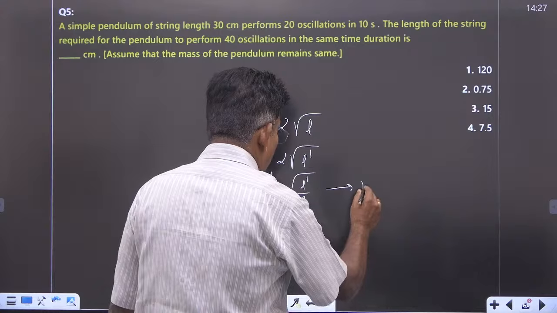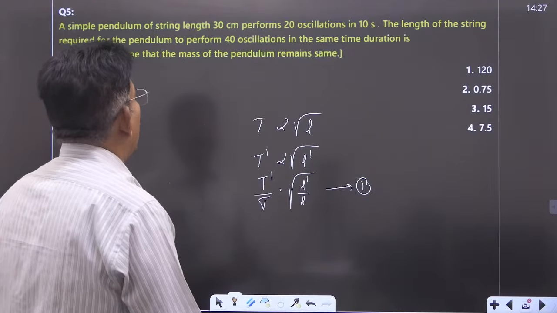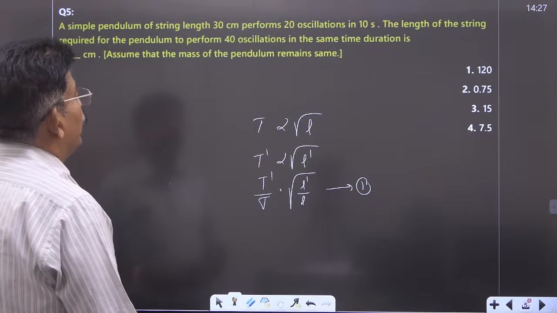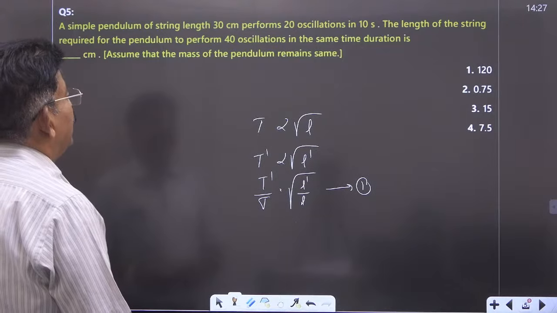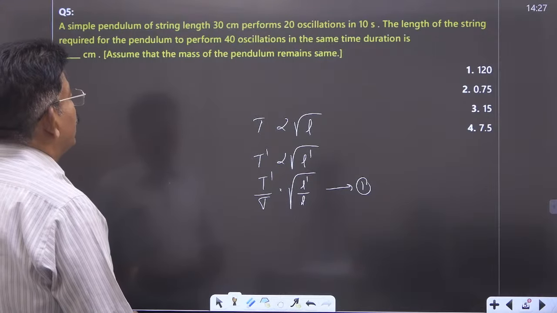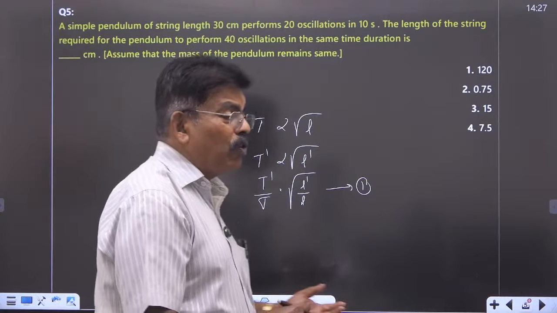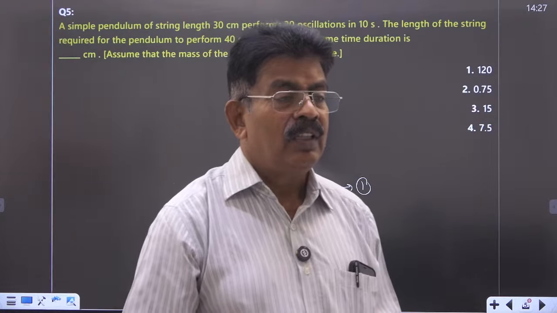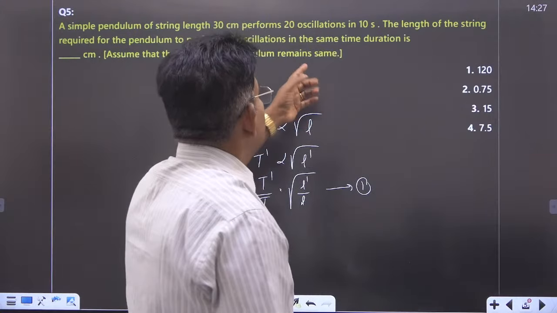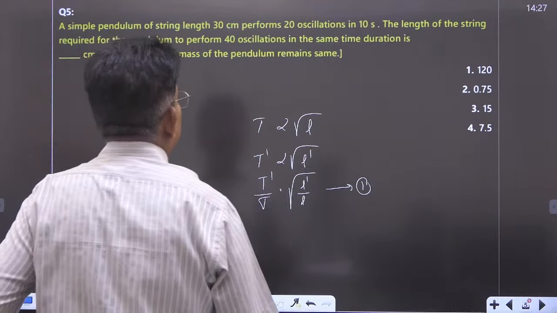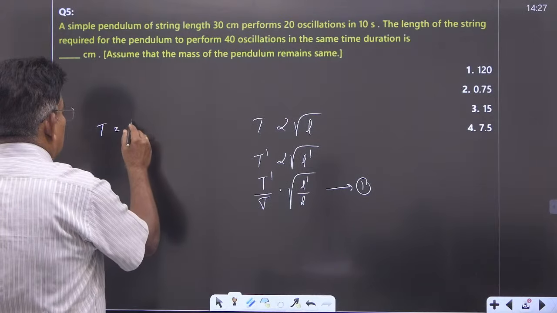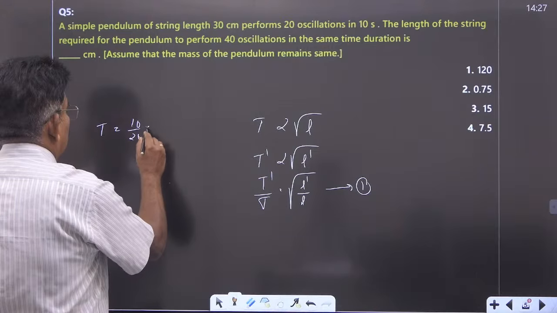Second point, you have to make thinking. Here, in the first case, how many oscillations does it make? 20 oscillations in 10 seconds. And it is required to perform 40 oscillations in the same time. The number of oscillations has changed, so we can calculate the time period. 20 oscillations, 10 seconds. Therefore, 1 oscillation's time, that is time period, is 10 by 20, that is 0.5.